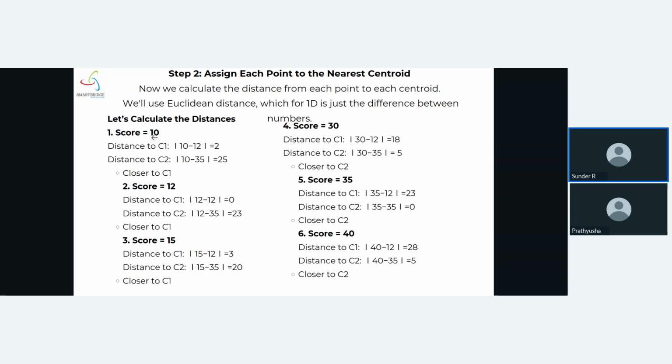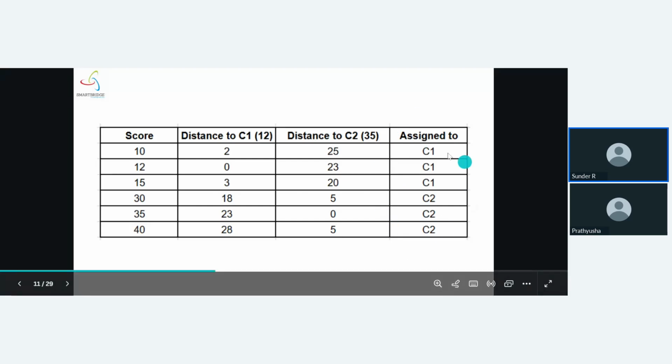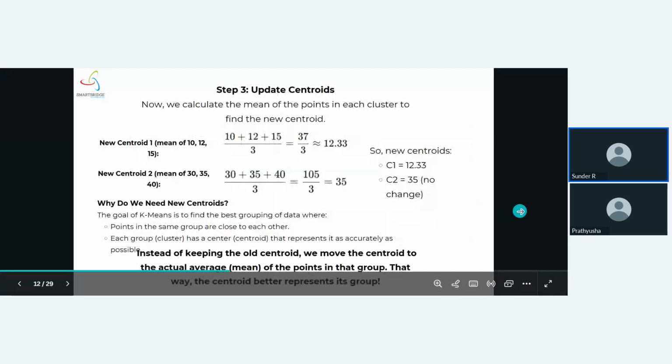Is it clear? First we have to find the clusters. Whichever is the lowest number, we have to assign that new data point to that cluster. Once you have assigned that, you can put it in table form. Then based on these clusters, we have to find the average. That will be the new centroid value. With this new centroid value, you have to do this calculation until you see no change in these clusters. Is it clear?